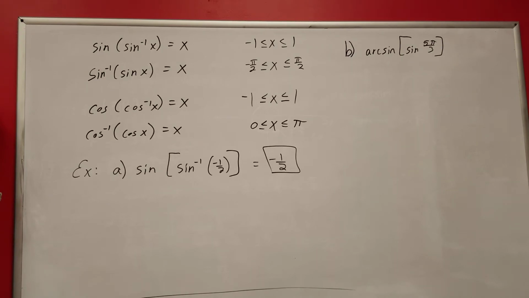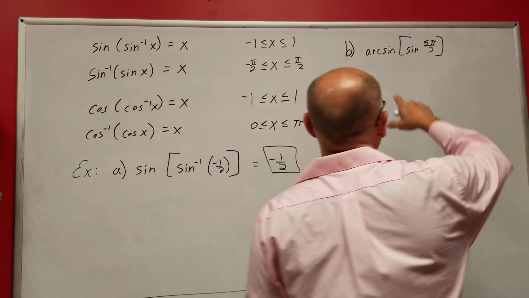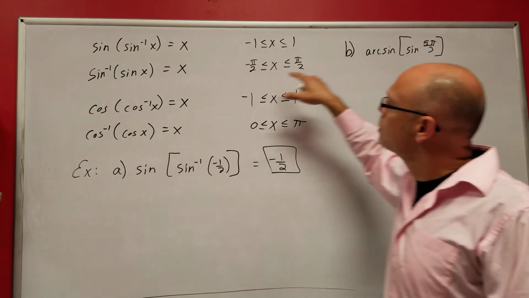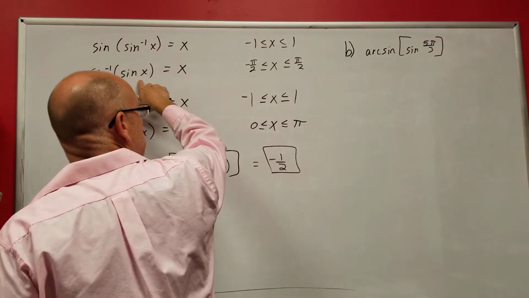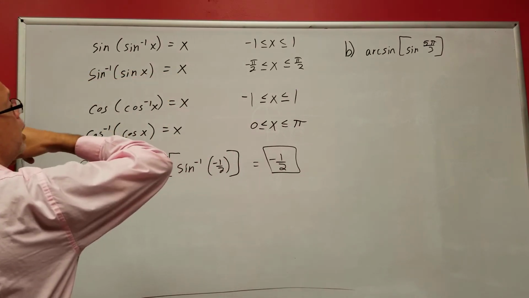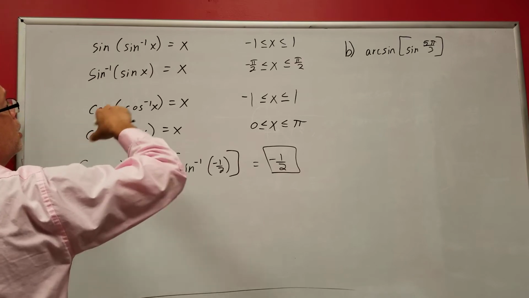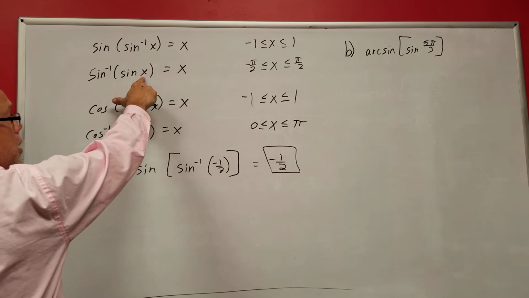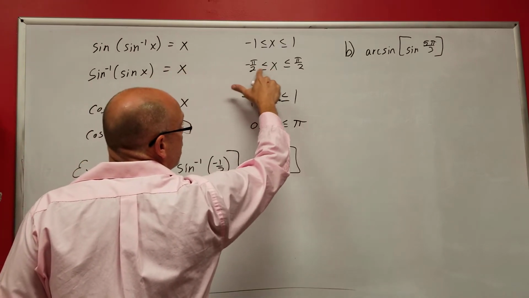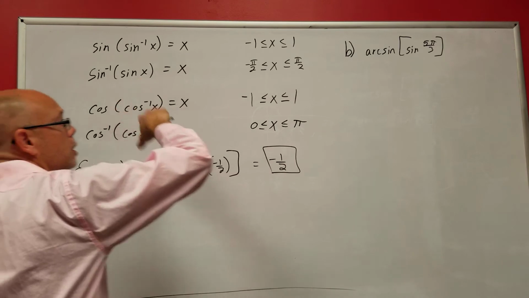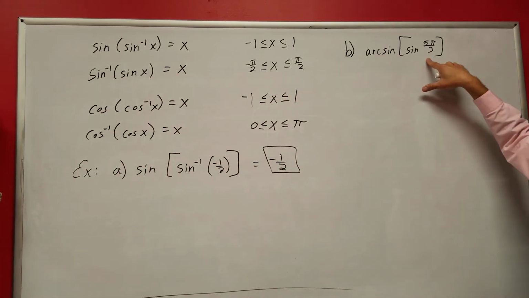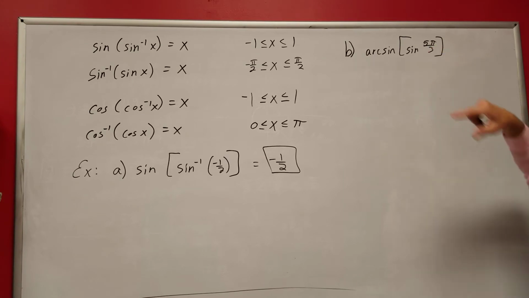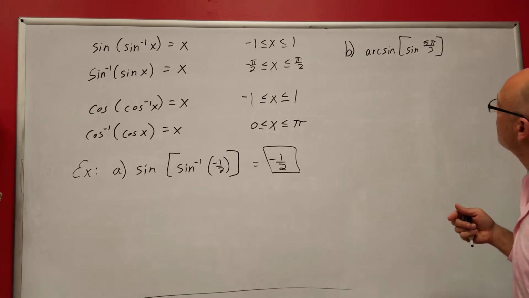How about part B? We have the arc sine or the inverse sine for the sine of 5 pi over 3. So the inverse sine of the sine of 5 pi over 3. Now, I can say that this is all equal to the inside argument as long as that value falls between -pi/2 and pi/2. Does this value fall between -pi/2 and pi/2? No. That's like what, 1 2/3 of a pi? All right, so what do I do in this case?